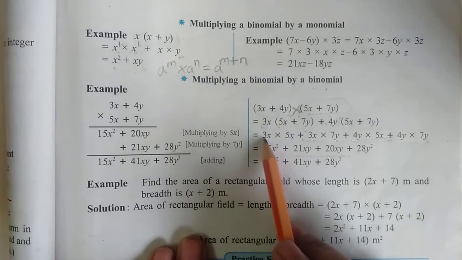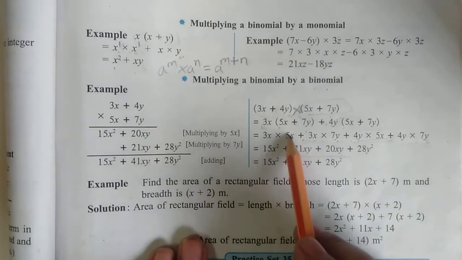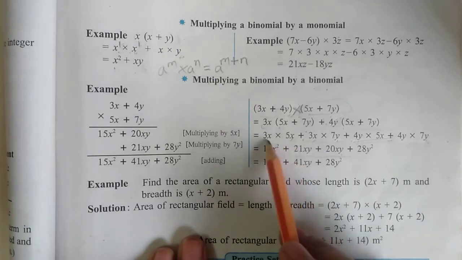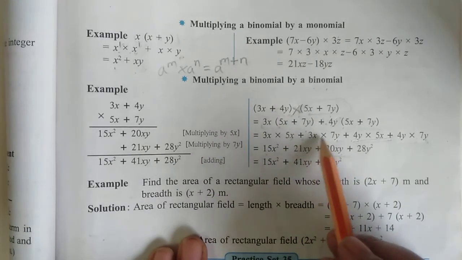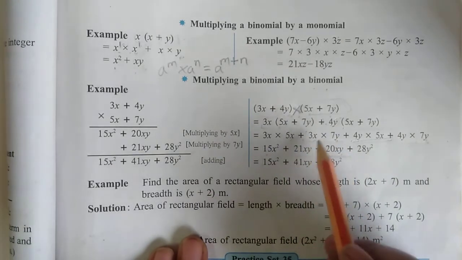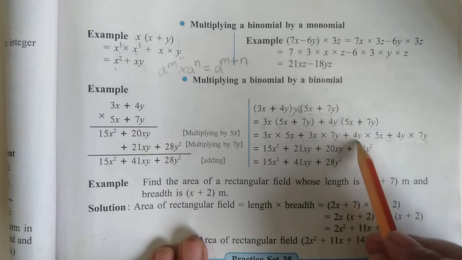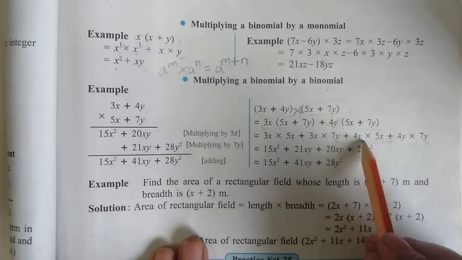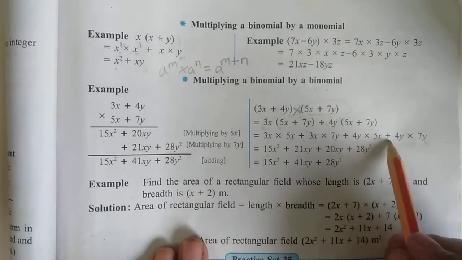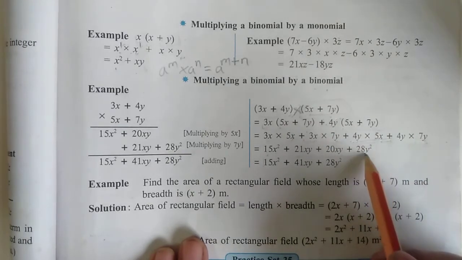Now take the calculation here. 3x multiplied by 5x. So 3 5s are 15. Take the multiplication of coefficients, meaning numbers, and add the powers of variables. So x into x is x square, plus 3x into 7y. So 3 7s are 21. x into y is xy. 4y into 5x. So 4 5s are 20. y into x is xy, plus 4y into 7y. 4 7s are 28. y into y is y square.